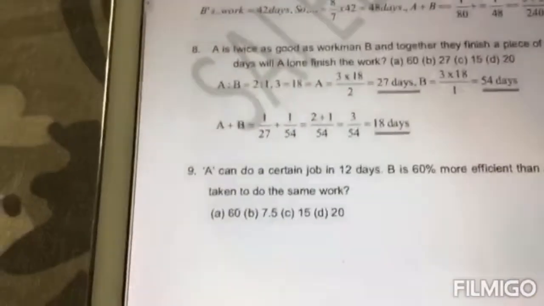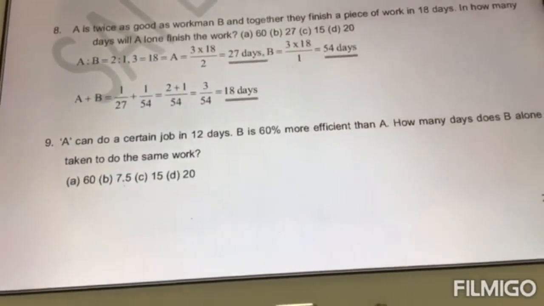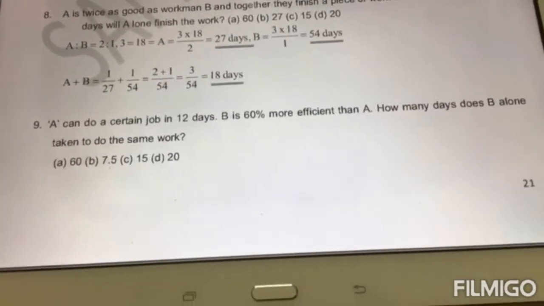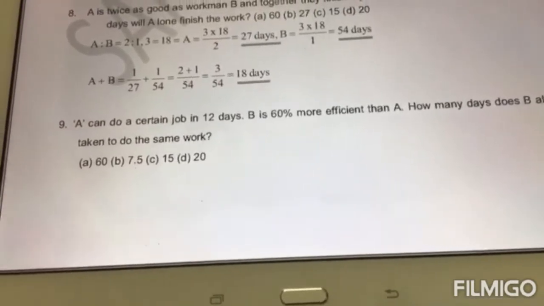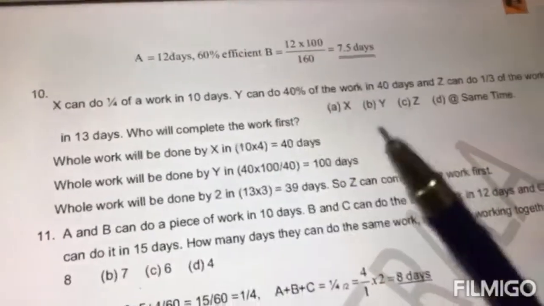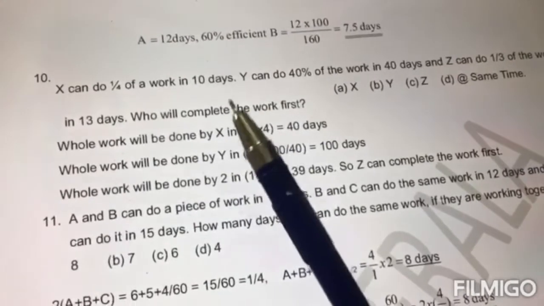Okay. Now, number 9. A can do a certain job in 12 days. B is 60% more efficient than A. How many days does B alone take to do the same work? This is similar to number 8. I'd like you to try number 9 because it's very similar to number 8. Now number 10 is also similar to the questions that we have done previously. I would like you to try that.